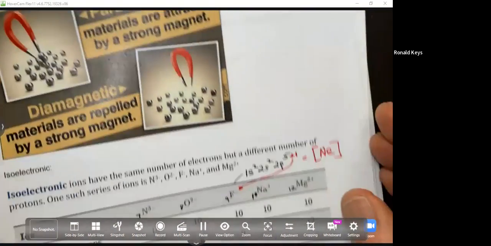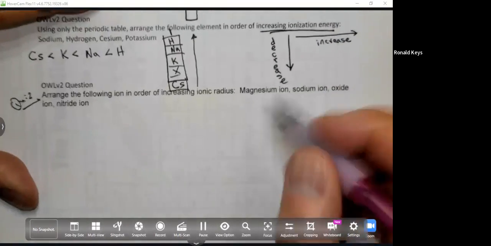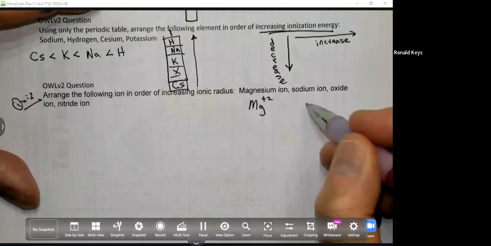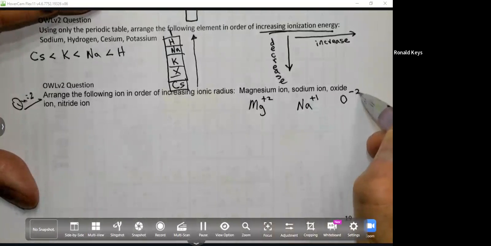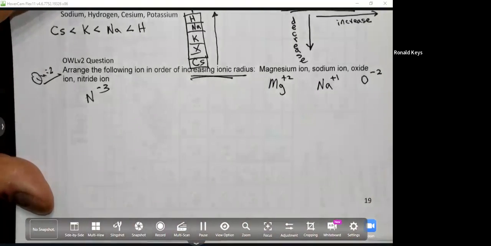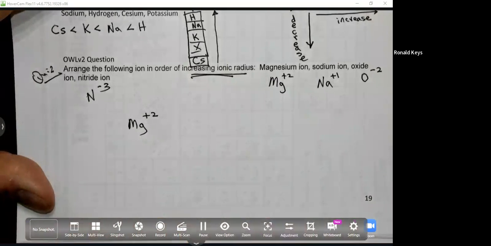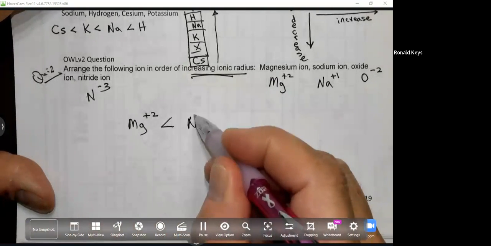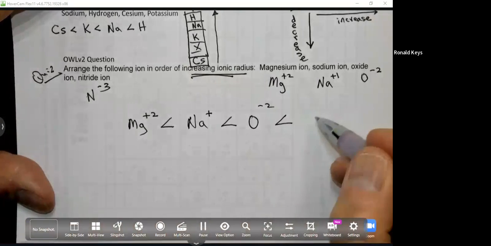So let's go back to that question. If we go back to that question, arrange the order of increasing atomic radius: magnesium +2, sodium, oxide, nitride. So increasing radius, then the smallest, again, magnesium +2, followed by sodium, followed by oxide, followed by nitride.